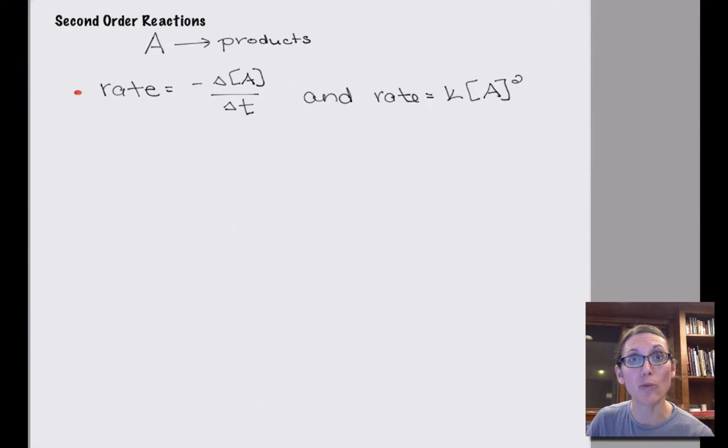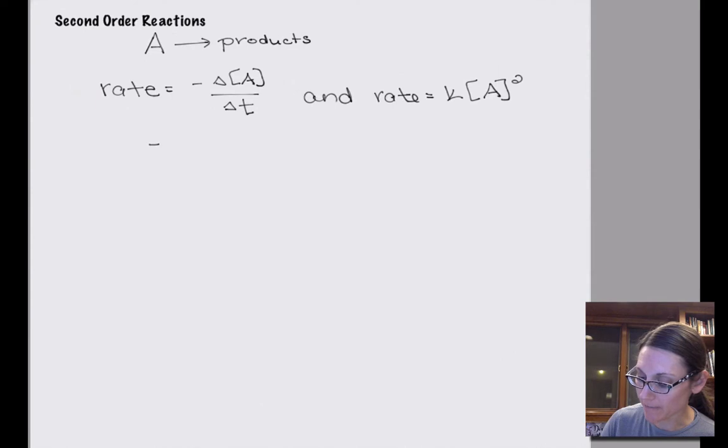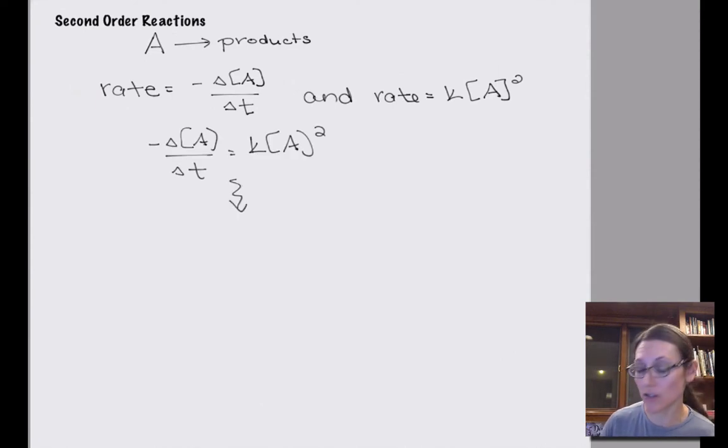We can also write a rate law where the rate is equal to k, that rate constant, times the concentration of A squared. So once we have those two expressions in hand, we can set them equal to one another and then do some math. So let's set these equal to one another. And then using calculus to solve for this relationship, we find the following relationship.